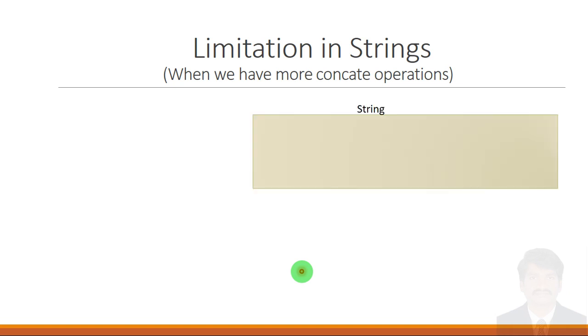Let me show you the example. I have a string Sachin. I'm trying to add Tendulkar. It will create the new object called Sachin Tendulkar. This Tendulkar will not be appended to the existing string called Sachin. Similarly, when I'm trying to add Tendulkar again to Sachin Tendulkar, it will create a new Sachin Tendulkar, but Tendulkar will not be added to the existing string Sachin Tendulkar.